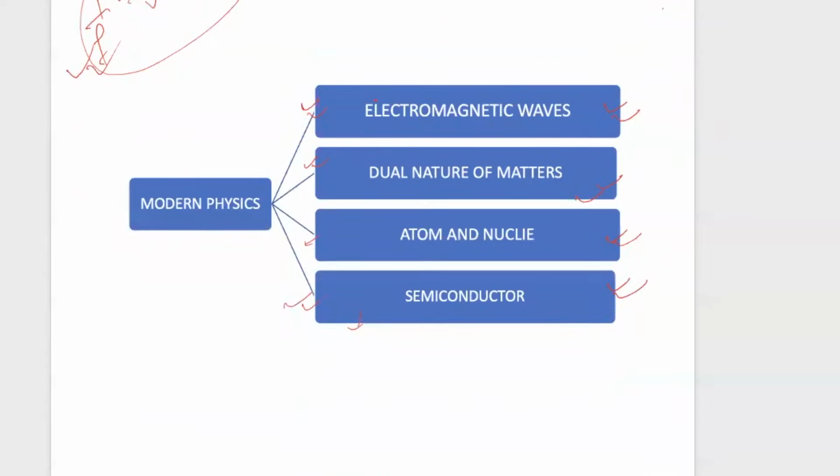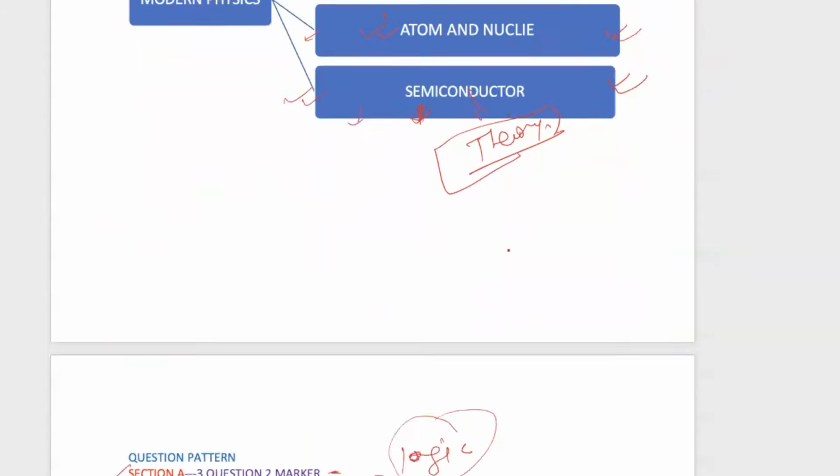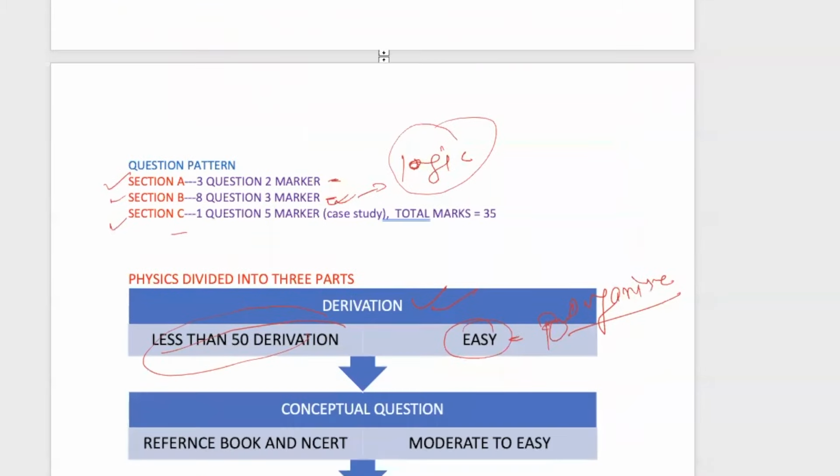I don't think there are any derivations in EM waves, but there are 1 or 2 small derivations in dual nature of matter. There are some derivations in atoms and nuclei, and this chapter is completely theory based. So you cannot say there is a derivation, but there is theory and logical portions involved in this chapter. So there are almost less than 50 derivations in term 2, and these derivations are basically easy. And out of total 35 marks, minimum 15 marks will involve the derivation part.